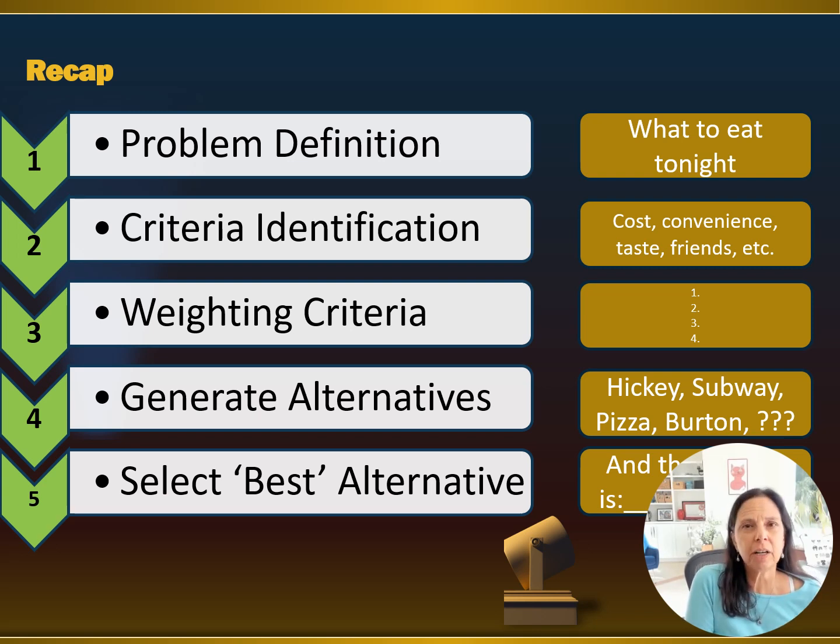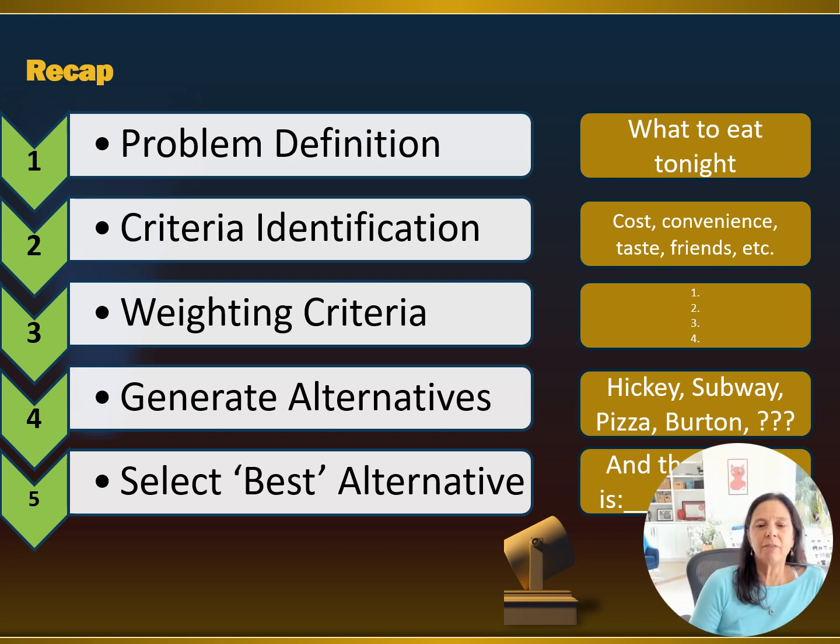During the week, convenience is high on my list. I don't have a lot of extra time, but on the weekend, taste and being able to go out with friends and walk so that I don't have to worry about a designated driver would all be high on my list of priorities. And then we would generate our alternatives, remembering that we're not going to include all of the possible alternatives because of bounded rationality.